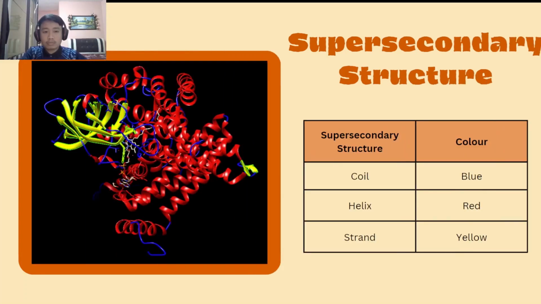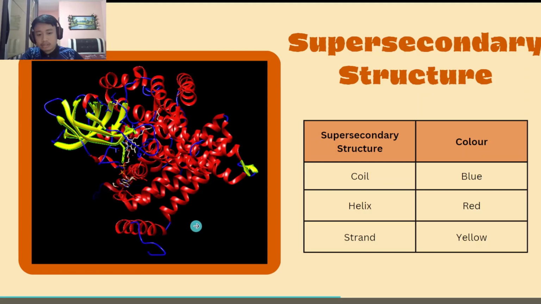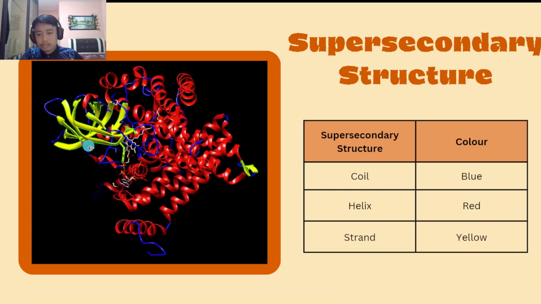Okay, for the super secondary structure of this protein, this involves coil, which I colored blue, helix with red color, and the beta strand with yellow color.